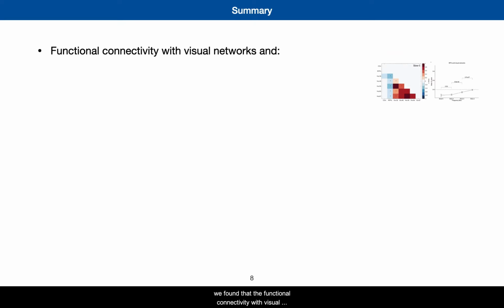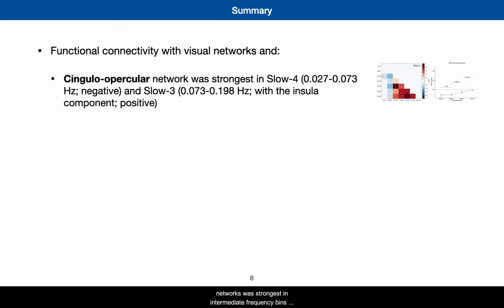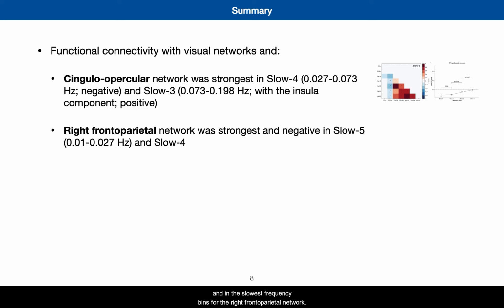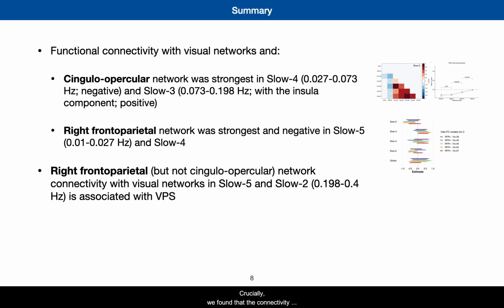In summary, in the present study, we found that the functional connectivity with visual networks was strongest in intermediate frequency bins for the cingulopercular network and in the slowest frequency bins for the right frontoparietal network. Crucially, we found that the connectivity between visual networks and the right frontoparietal network, but not with the cingulopercular network, was significantly associated with visual processing speed in both the slowest and the fastest frequency bins.